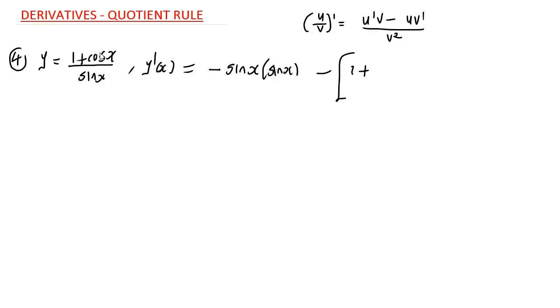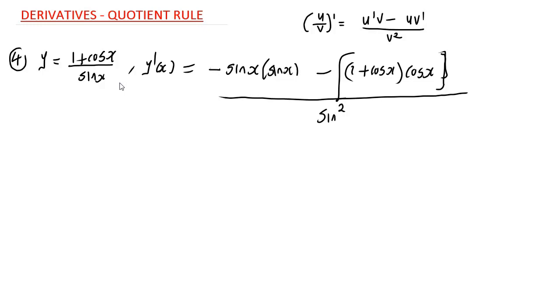As you can see, the value on the denominator is sine s. So this is minus, what is u? u is 1 plus cosine s. So this is going to be 1 plus cosine s, then multiplied by v prime, which is the derivative of the bottom function. Derivative of sine s is going to give us cosine s. So this is multiplied by cosine s. Then we have to divide this with v squared. So what is v squared? v squared is going to be sine s squared. We can also write it as sine square s.